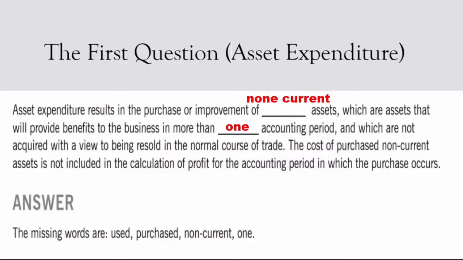Asset expenditure involves long-term investments. The business purchases or improves assets that will provide value for many years, and these are recorded on the balance sheet as assets. Think investments in equipment, property, or vehicles.